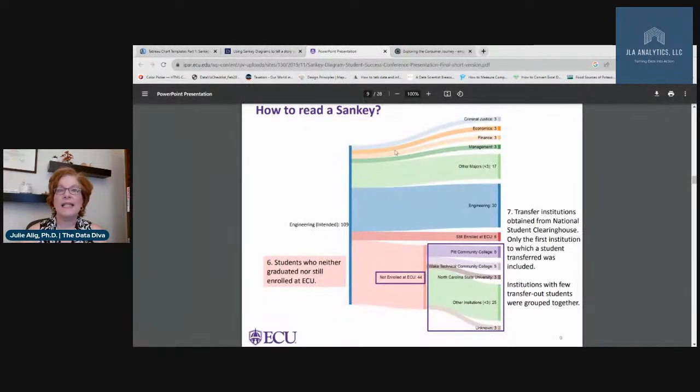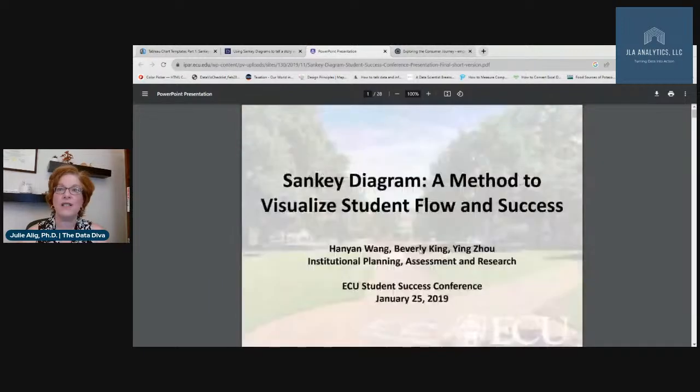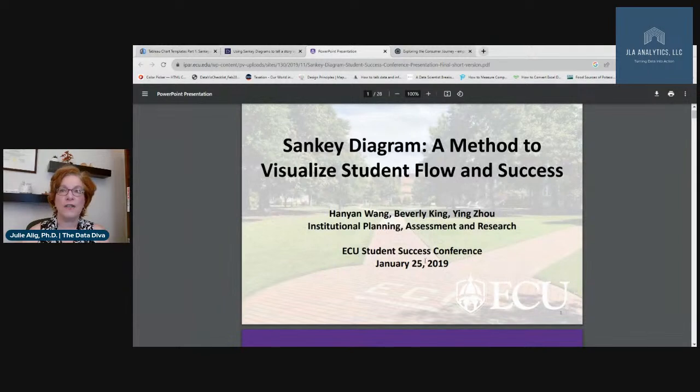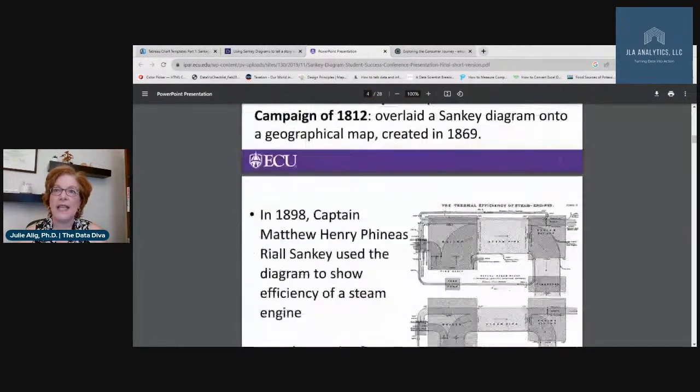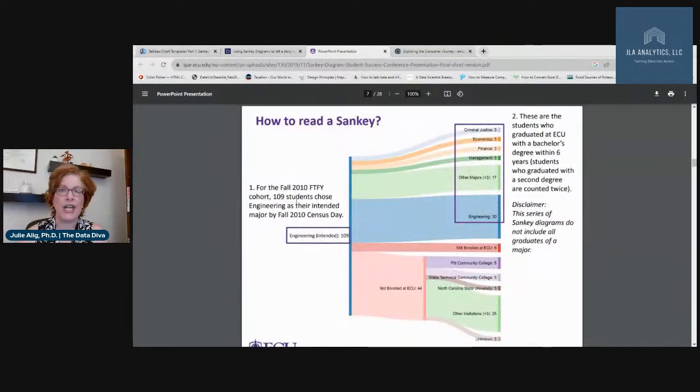This is another, a group down at Eastern Carolina University. They gave this presentation. It is Hanyan Wang, Beverly King, and Ying Zhou at Eastern Carolina University. Again, student success conference, so trying to figure out ways to enhance and understand student success. And I will put links to all these down below afterwards if y'all want to take a look at these. But I wanted to give them a shout out because this is a really nice analysis that they did.